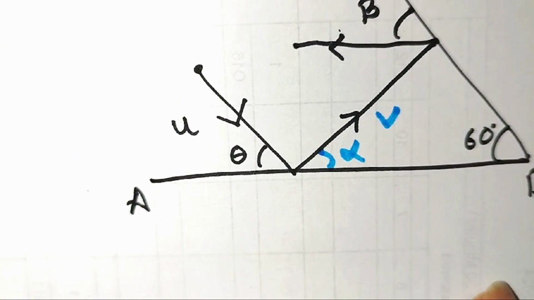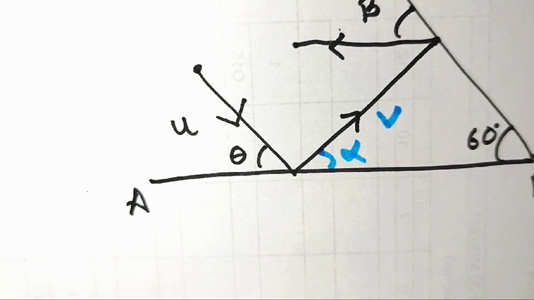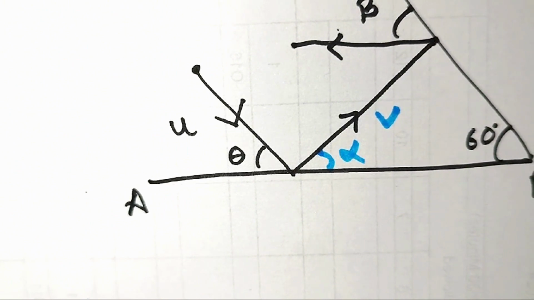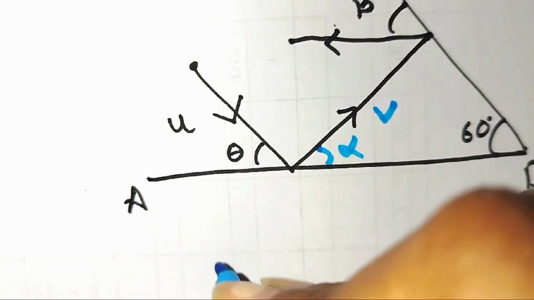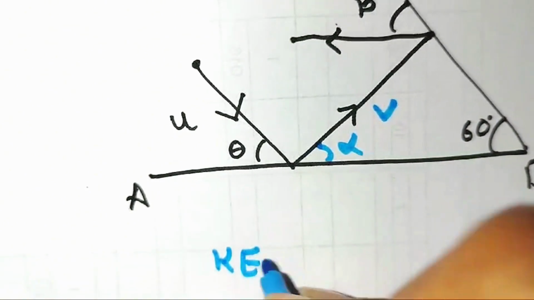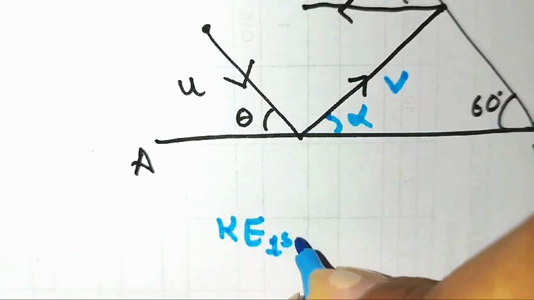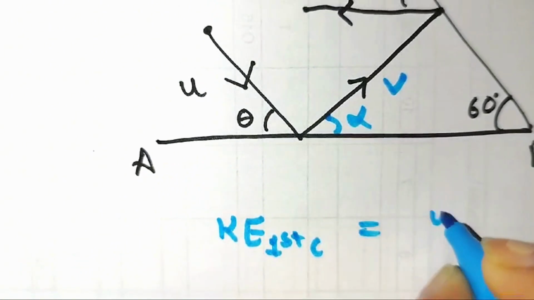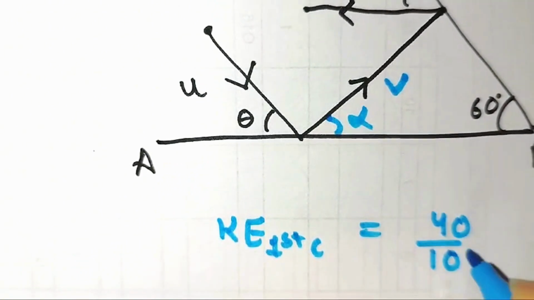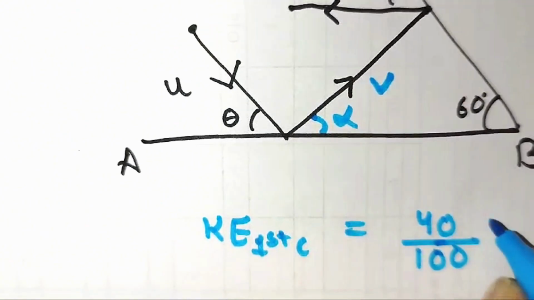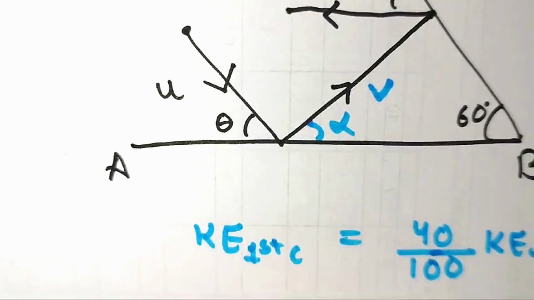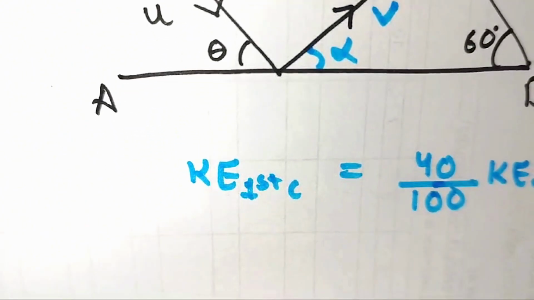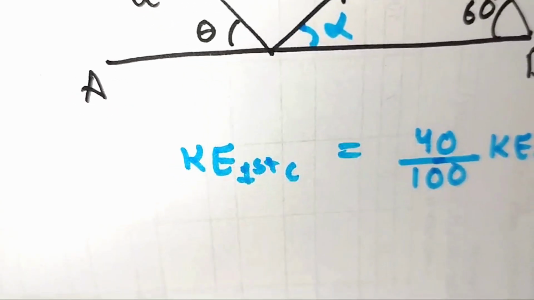So the first thing we do is, the question says after the first collision, it loses 40% of its kinetic energy. So I will say kinetic energy after the first collision is equal to 40% of its initial kinetic energy, right? 40% of its initial kinetic energy.